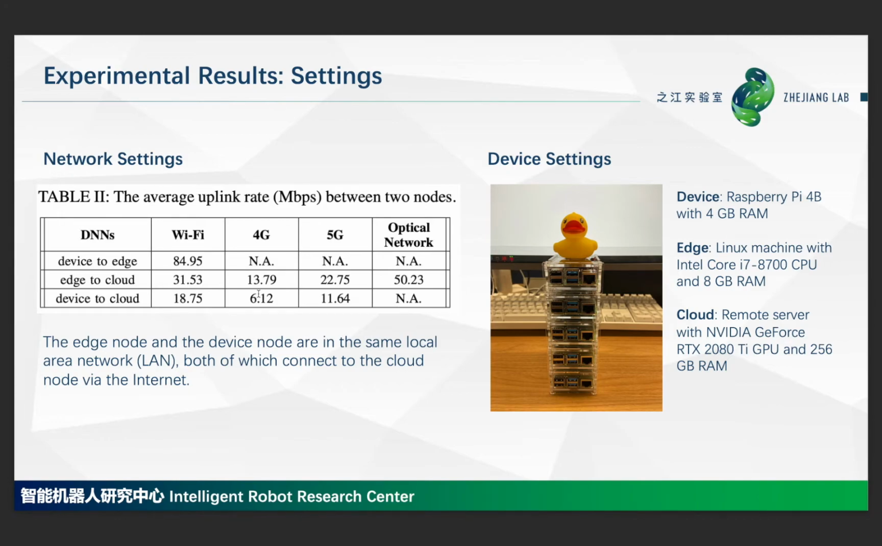The device settings are like this. The device is a Raspberry Pi 4B with 4 GB of RAM. And on the edge side, we have multiple Linux machines with Intel Core i7 8700 CPU and 8 GB of memory. On the cloud side, we have a remote server with NVIDIA GPU and 256 GB of RAM.